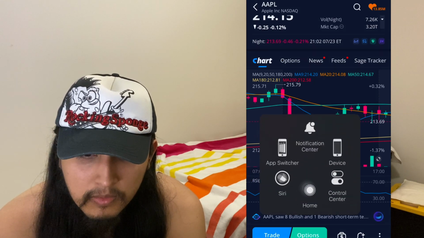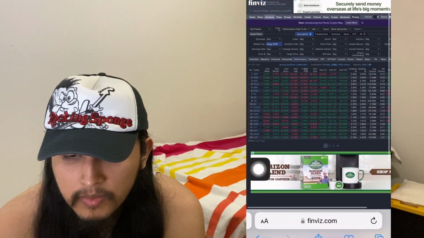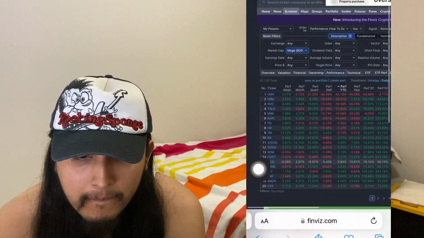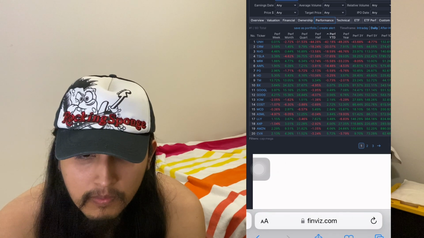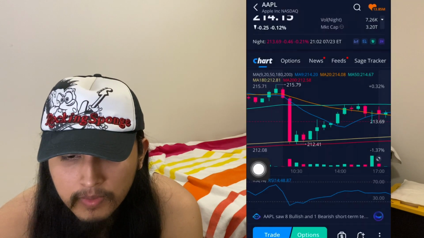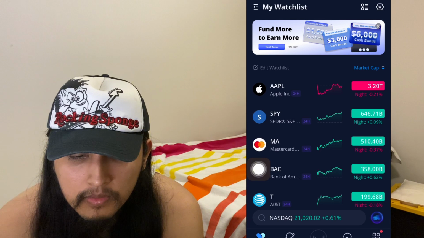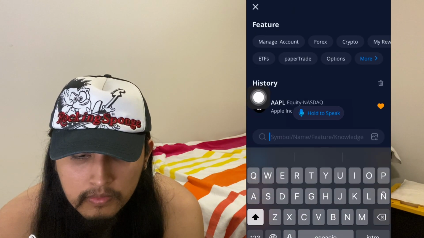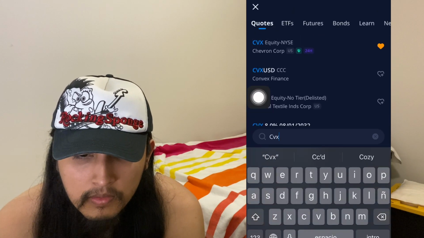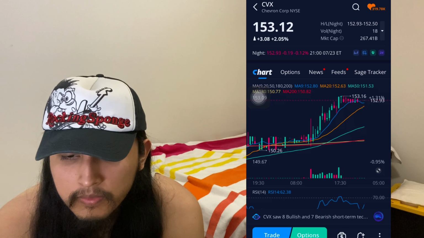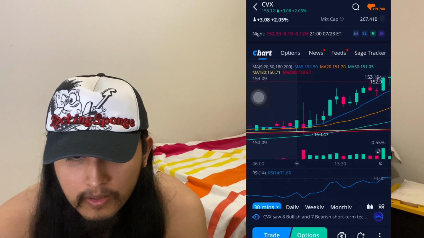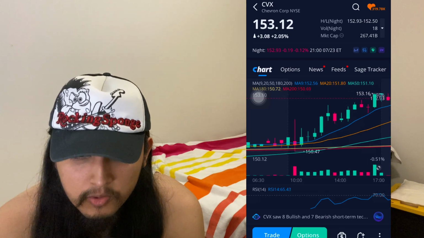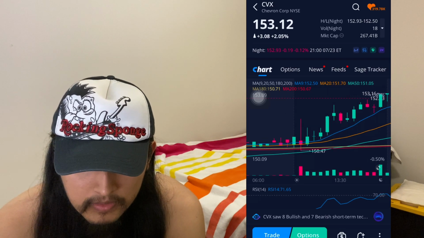And so let's do an example. Let's see if we can just be random. Let's choose number 20, CVX. So it's just gonna be random. CVX Chevron on the 30-minute time chart. So right now, if I were to trade Chevron, this is what I would do.